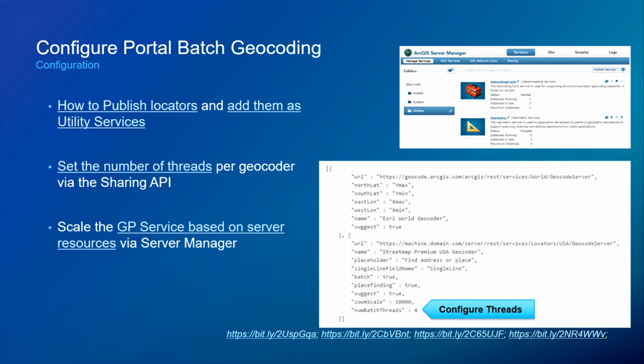Then you would scale up your GP service based on the server resources. So if you know that you have 8 cores available for batch geocoding, you might scale up your locator service to have min instances 8, max instances 8, and then set the NumBatchThreads property to 8.